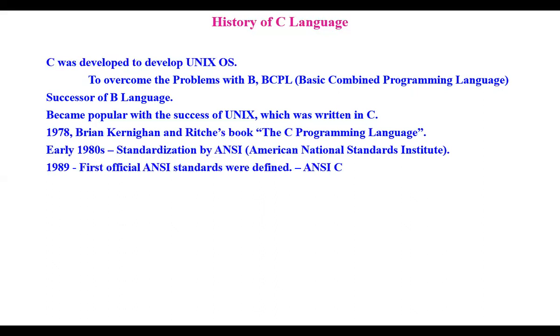In 1989, the first official ANSI standards were designed, that is called ANSI C. In 1990, ANSI and ISO came out with a standard, and it was standardized at another level. In 1999, the revised standard was accepted by ISO, and it was named C99. So this is the basic brief history of C language.